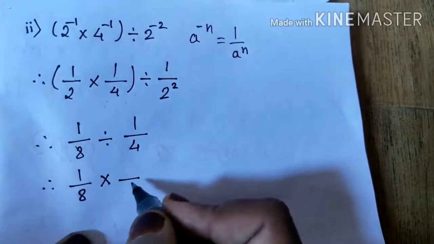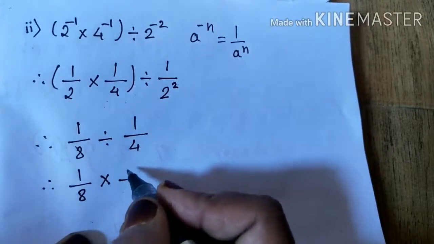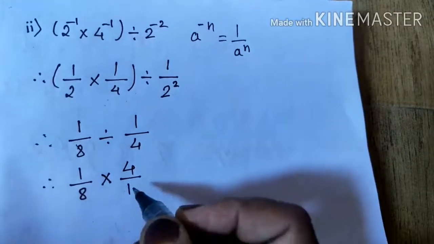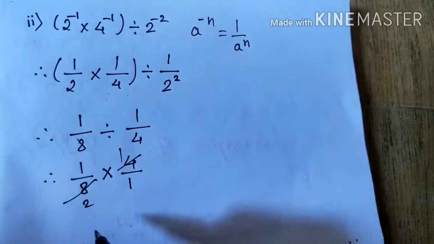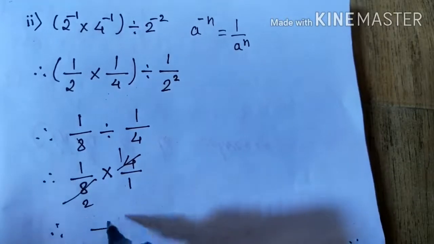Now this division becomes multiplication. For the next number we have to write the reciprocal: 1 by 4 is equal to 4 by 1. Now here cancellation is possible. 4 ones are 4, 4 twos are 8. Therefore the answer is 1 by 2.